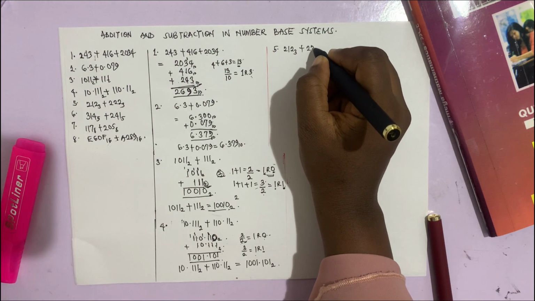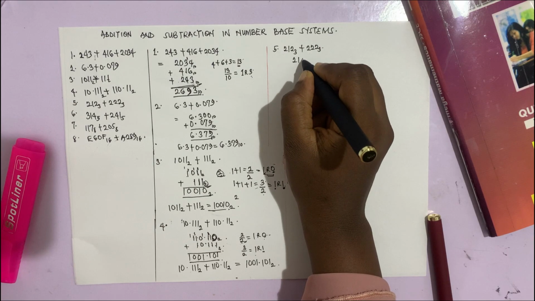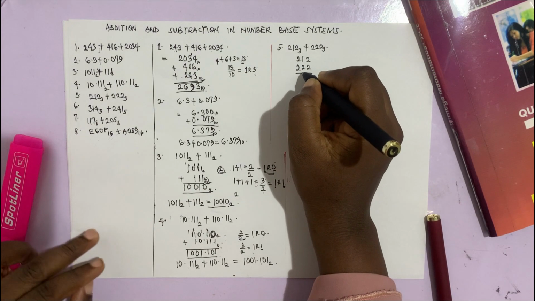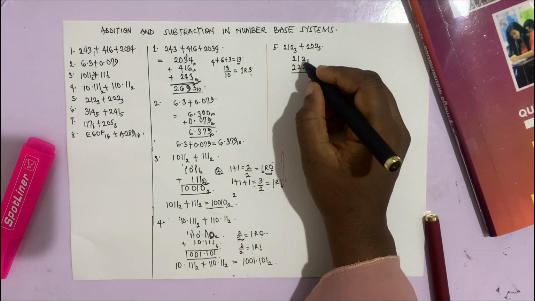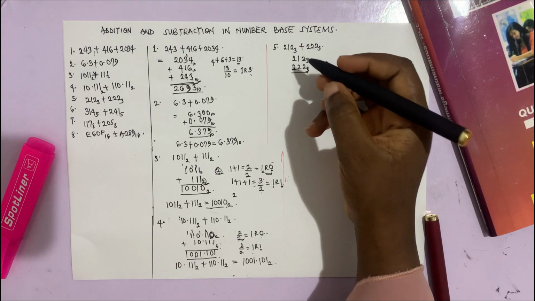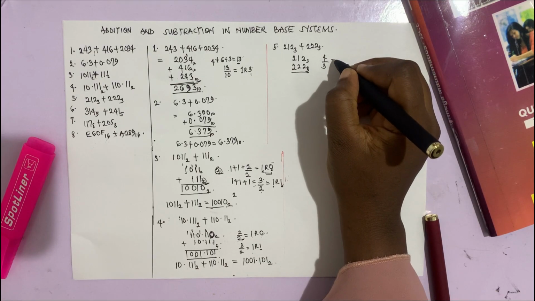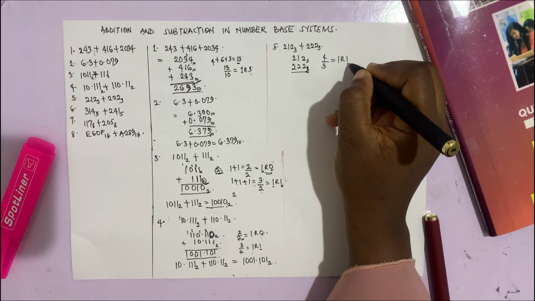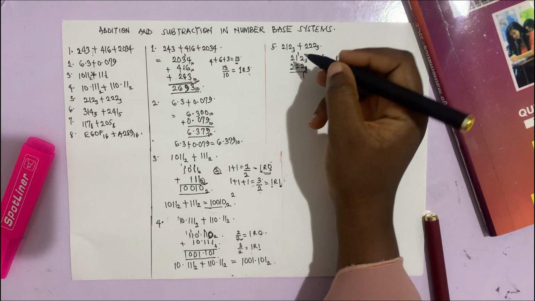Question 5 is 212 base 3 plus 222 base 3. So we arrange it, 212 and 222. Note that they are both in base 3. So 2 plus 2 is 4. 4 is greater than the base, so we cannot write 4. What do we do? We say 4 divided by the base. The base we are working with is 3. So 4 divided by 3 will give us 1 remainder 1. So this remainder 1, we write it here. This 1 here, we carry it up.